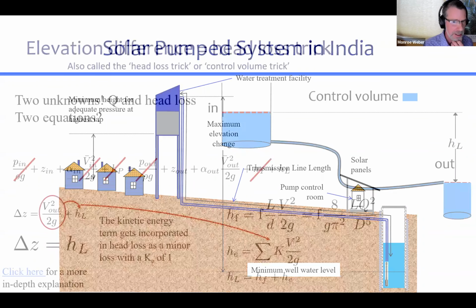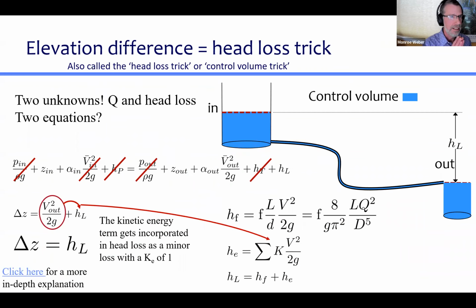Anybody want to ask a question about that? The trick was I moved the control surface to a place where the velocity was 0 and put that kinetic energy loss from the velocity that it had to that 0 velocity as an extra minor loss coefficient. I feel like I see some puzzled brows. Anybody want to ask a question?